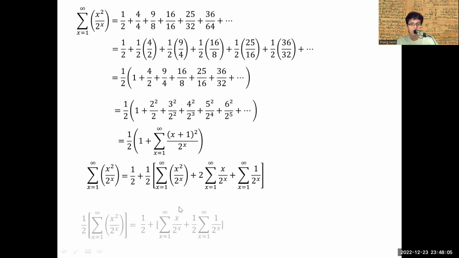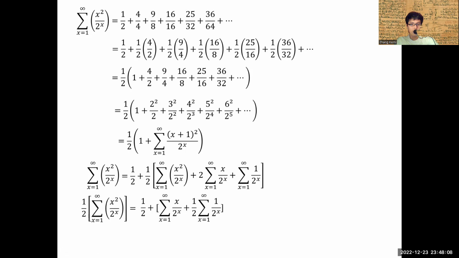Okay. So the next step, you can see what's going to happen. Now notice if I further expand half into every term, into these three terms, I will get half of the sum from x=1 to infinity of x squared over 2 to the power of x. Now if half is multiplied by 2 of the sum from x=1 to infinity of x over 2 to the power of x, notice it becomes only 1 now. And if I multiply half into this sum from x=1 to infinity of 1 over 2 to the power of x, I will have half over here.